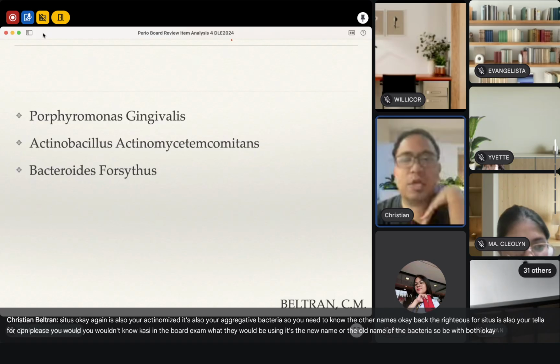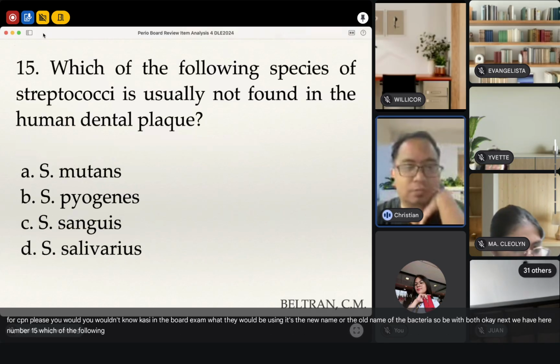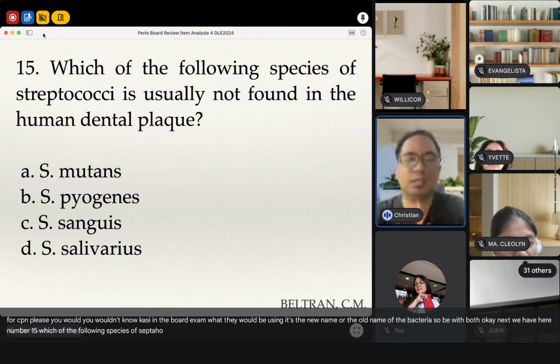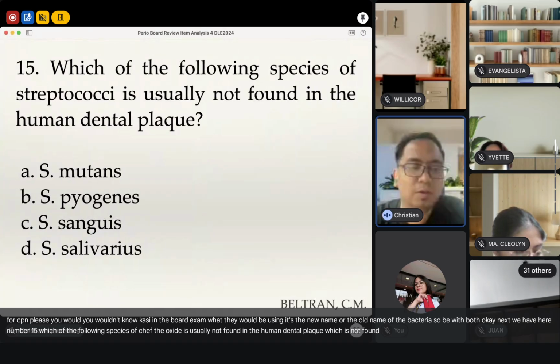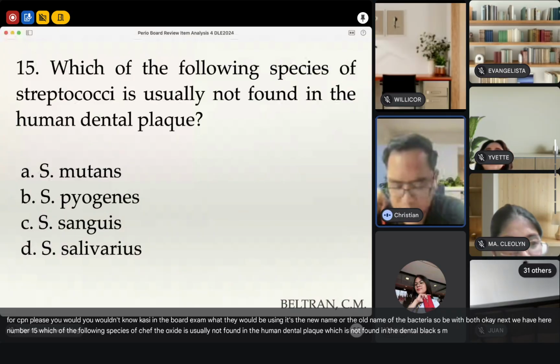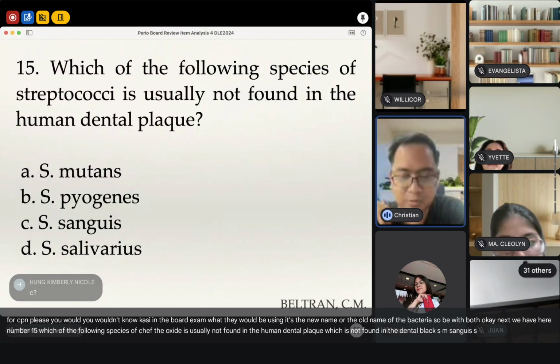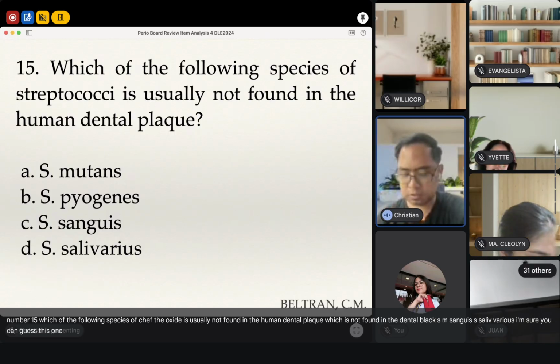Okay. Next we have here number 15. Which of the following species of Streptococci is usually not found in the human dental plaque? S. mutans, S. pyogenes, S. sanguis, S. salivarius. I'm sure you can guess this one. Which is not found in the dental plaque?